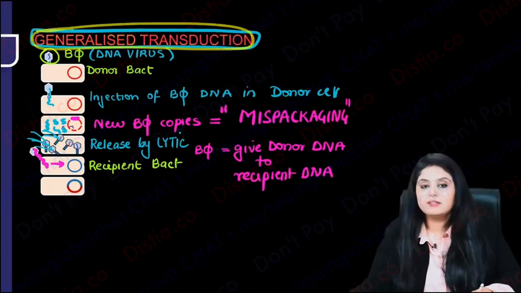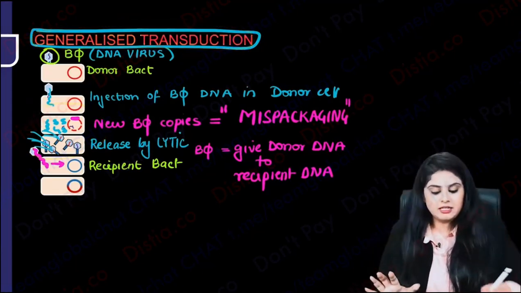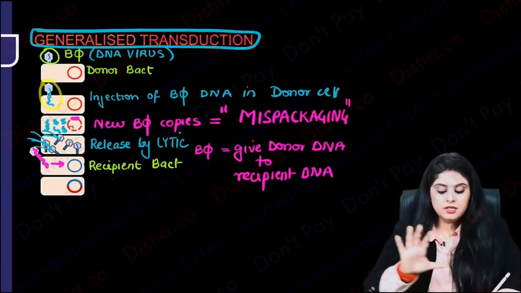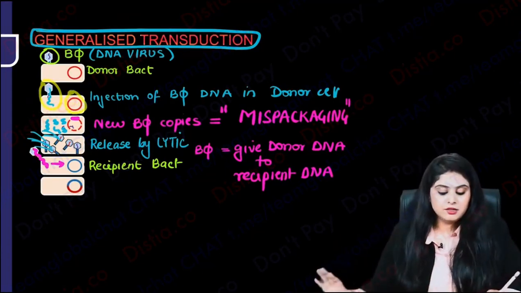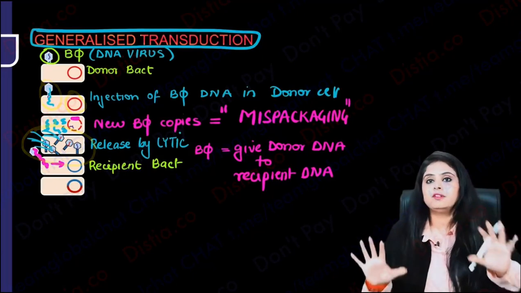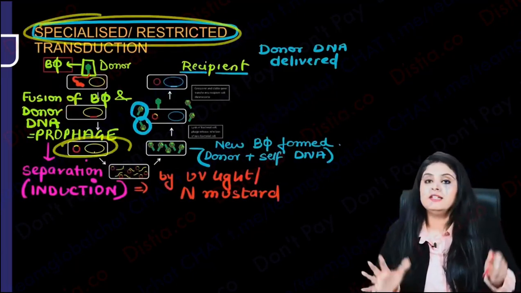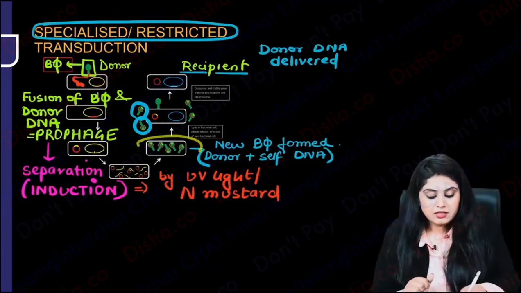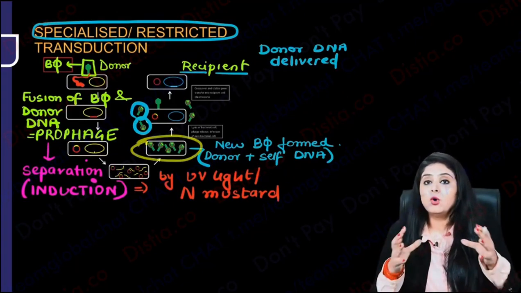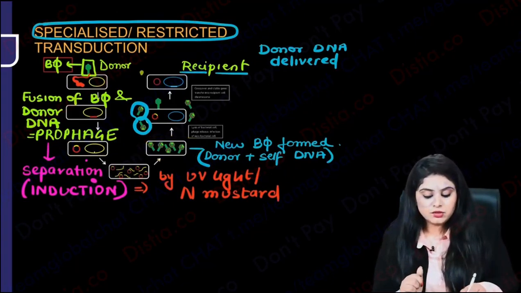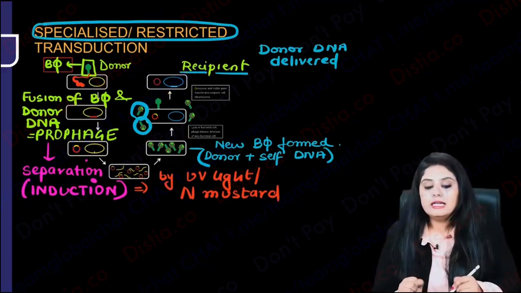In generalized transduction, this step was all separate. The bacteriophage kept its DNA separate, the donor kept its DNA separate. So separate bacteriophages had separate DNA. But in specialized transduction, both these DNAs have ended up fusing. So the bacteriophages that are formed are going to have all fused DNAs, and that is what is going to go and get delivered to the recipient. So that is going to be specialized transduction.